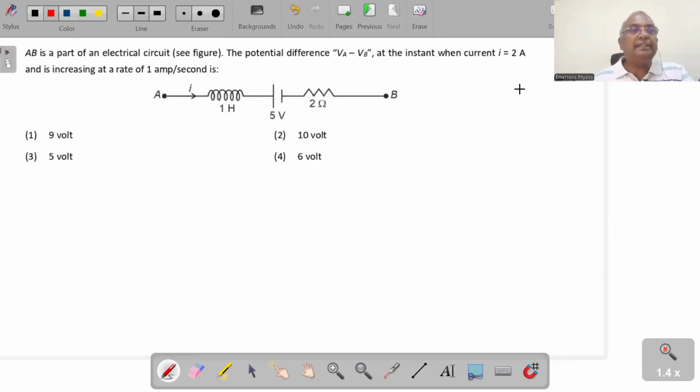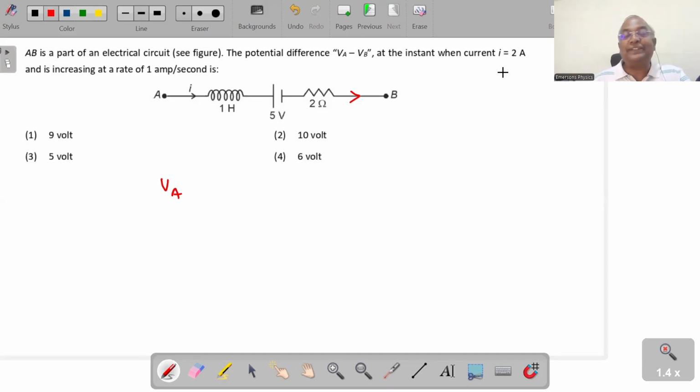Okay? AB is a part of an electrical circuit in the figure. The potential difference VA minus VB at the instant when the current I is 2 ampere and is increasing at a rate of 1 ampere per second. Okay, this is an electrical circuit. We want to find out VA minus VB. This is point A and this is point B. Current is flowing from A to B, it's clear. Throughout the circuit it's flowing like this, so we have to consider it that way. So here VA is the high potential.